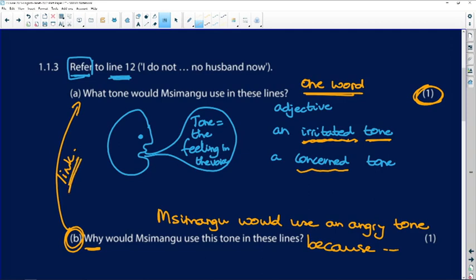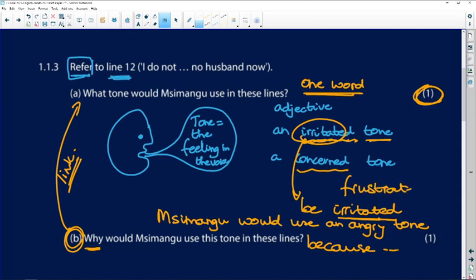So to make sure that you focus yourself, you say Msimangu would use an irritated tone because, or he would be irritated because. So you're going to repeat this word in some way here to make sure that you keep the focus. He would be frustrated because. He would use a demanding tone, or he would be demanding because, so that you keep your focus.